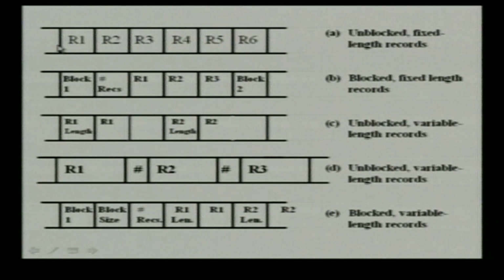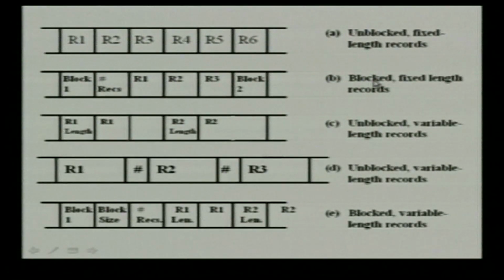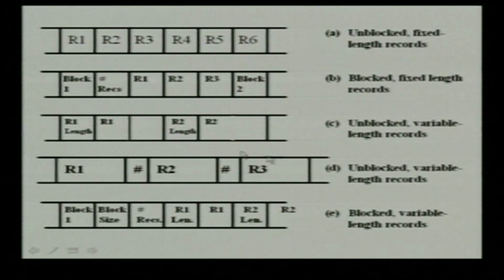So, you do not do any blocking at all and you have fixed length records. R1, R2, these are, for example, 4 blocks, so you just allocate that. Here it is blocked, but it is fixed length. So you give the block address and the number of records, and just store it; block 2, the number of records, store it. Next is unblocked variable length. This is similar, only it is variable. So you give the starting point and the length, and then you can get there.